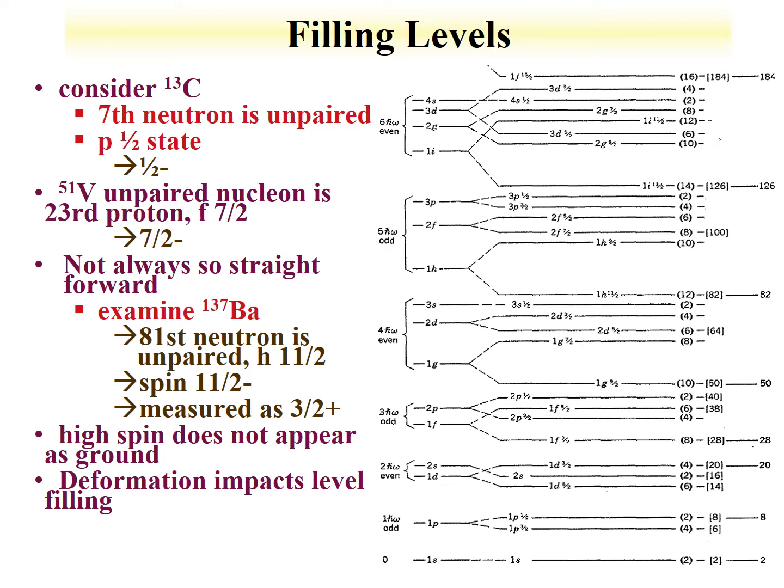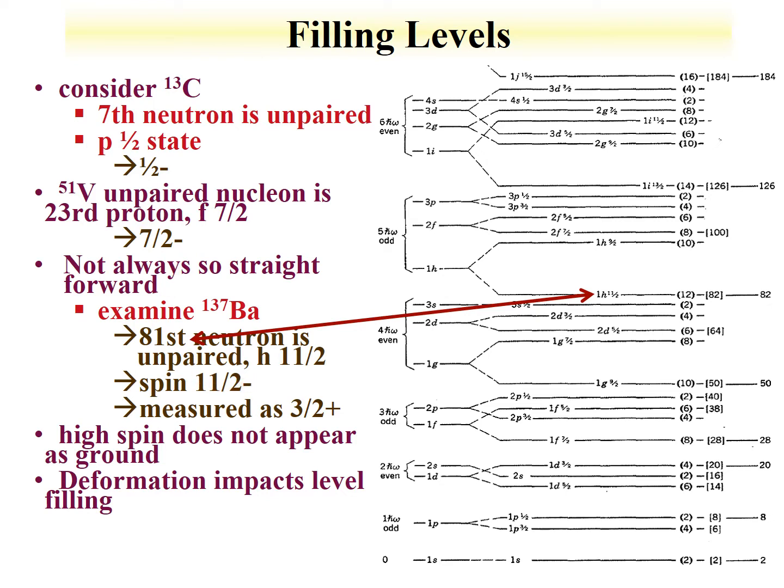The 81st neutron is unpaired in barium-137. That would leave a hole, right, in an almost completely filled 82 nucleons. So 81 is the 1h11/2 state. That would be 11/2 minus. And if you look at the table of the isotopes for barium-137, you see that it is actually 3/2 plus.